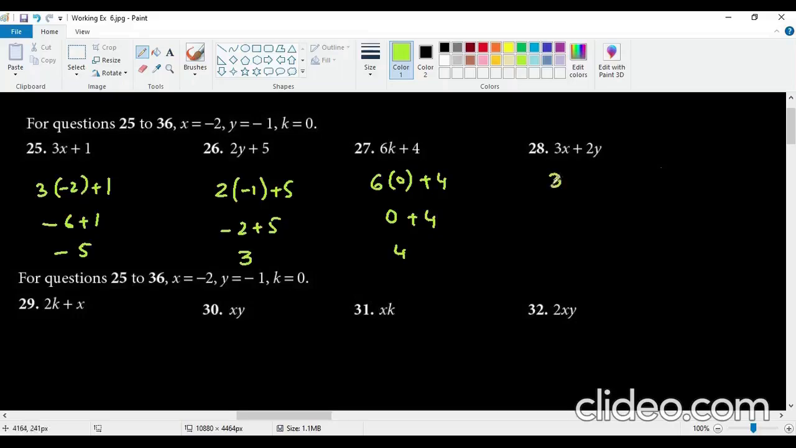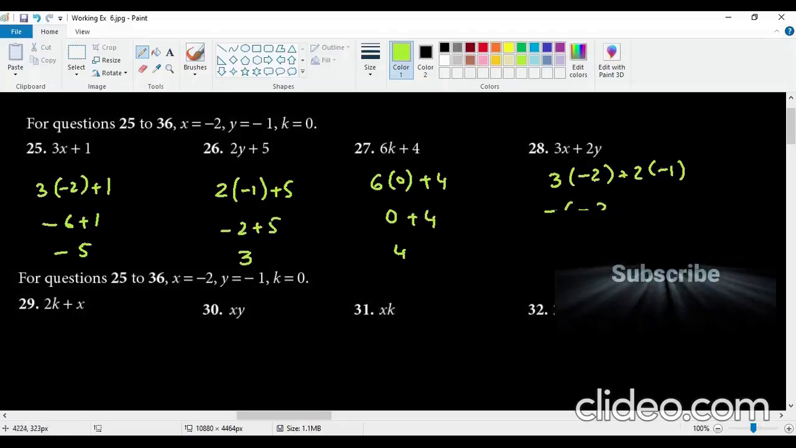3 times x, which is negative 2, plus 2 times y, which is negative 1. So this gives you negative 6, negative 2. That means 28 gives you a negative 8 as an answer.